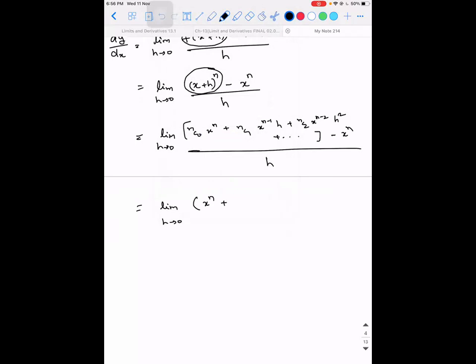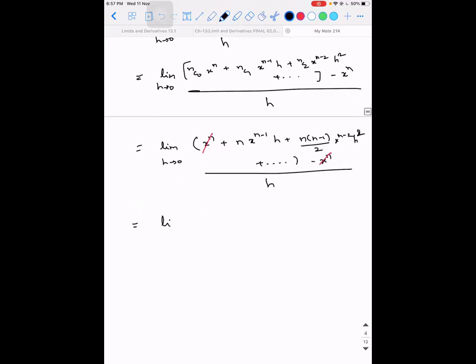So x power n plus nC1, which is n, into x power n minus 1 into h, plus nC2, which is n into n minus 1 by 2, into x power n minus 2 into h square. Beyond this, we need not do. Plus so on, minus x power n, the whole divided by h. So what gets cancelled? Yes, x power n is gone.